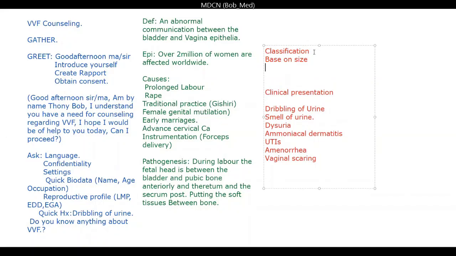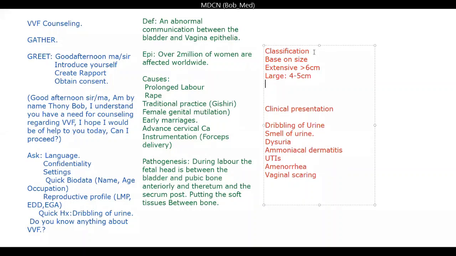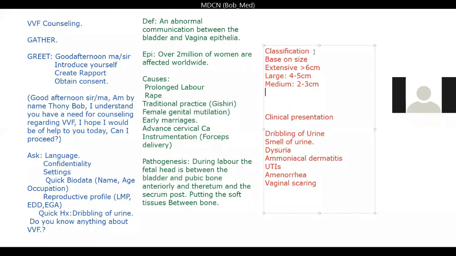Based on the size, we have extensive, which is greater than 6 centimeters. We have the large, which is 4.5 to 5 cm. We have the medium, which we've discussed before, which is 2 to 3 centimeters. And we have the small, which is less than 2 cm. This is classification based on the size.